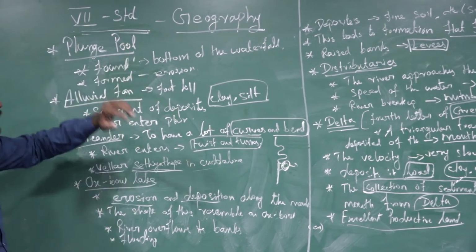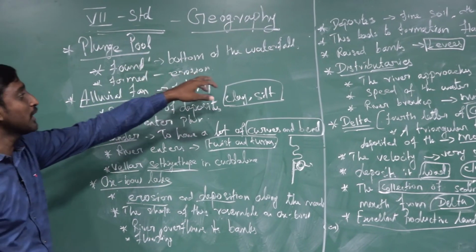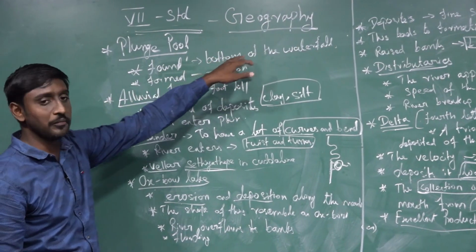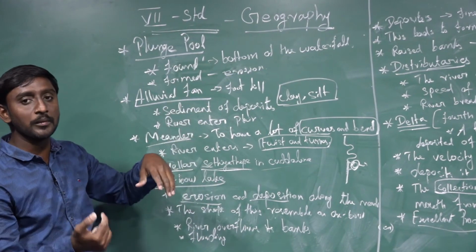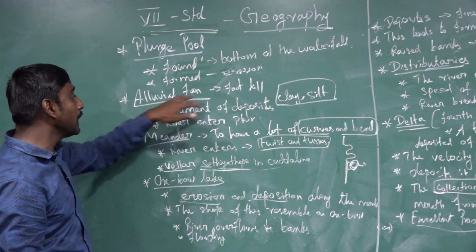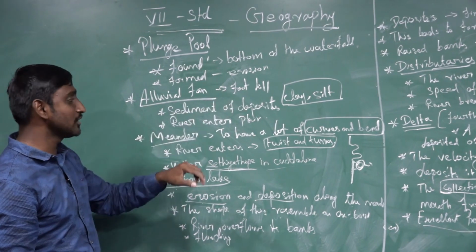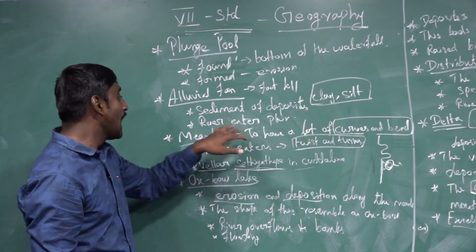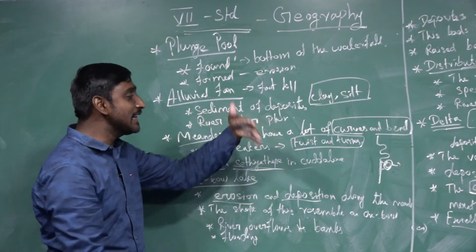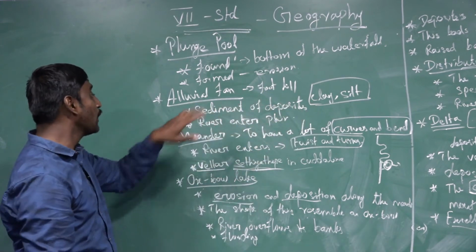First, the plunge pool. A plunge pool is at the bottom of a waterfall, formed by erosion. Next, the alluvial fan or foothill plain. It is the sediment or deposits of clay and silt formed when the river enters the plains, and it is called an alluvial fan.